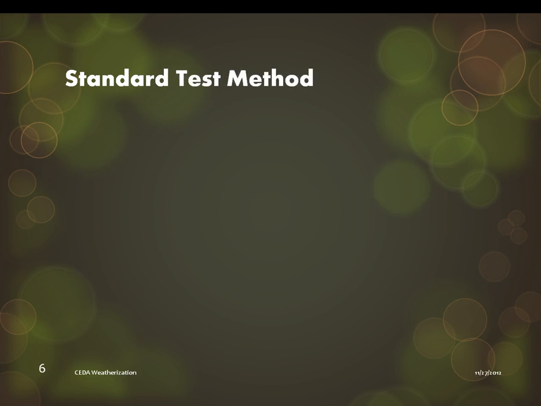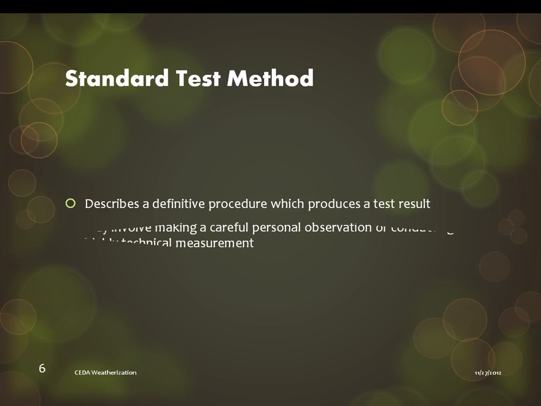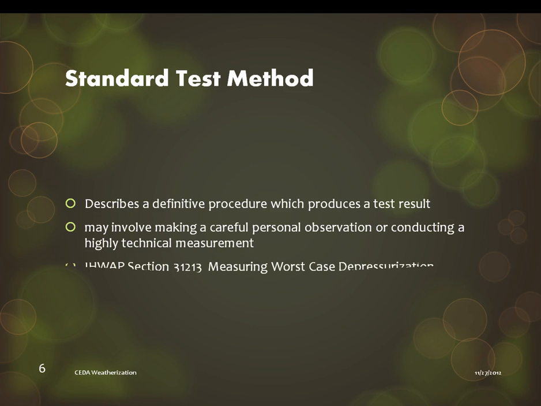What about a standard test method? What's this? Well, it describes a definitive procedure which produces a test result. It may involve making a careful personal observation or conducting a highly technical measurement. It's a lot like doing an audit on a house. So a great example of that would be IHWAP section 31213, or measuring worst case depressurization.